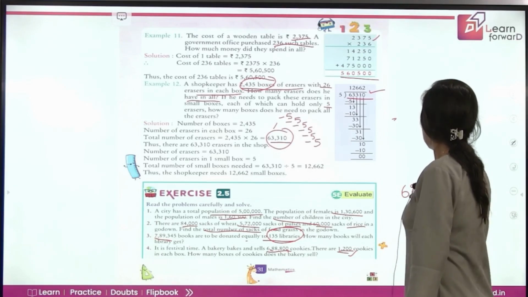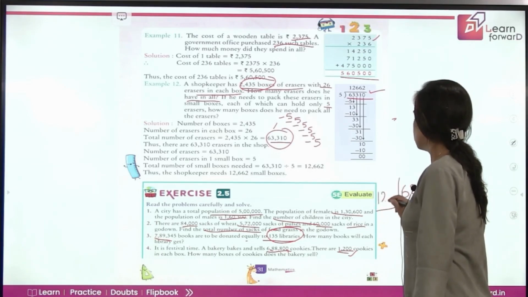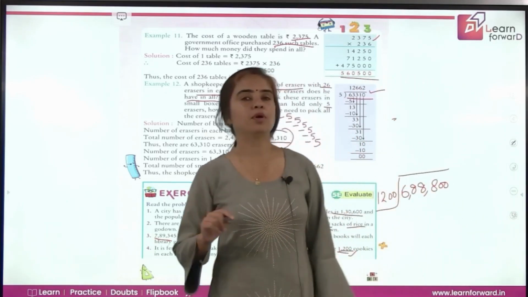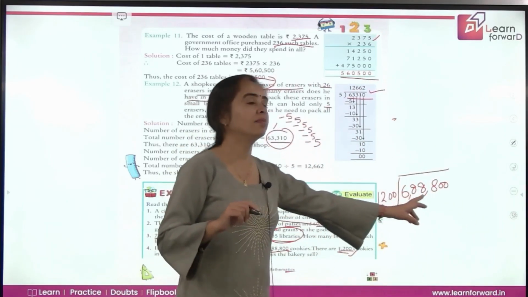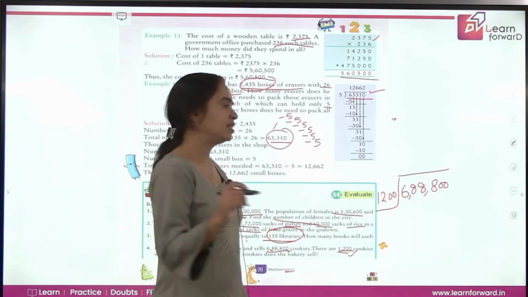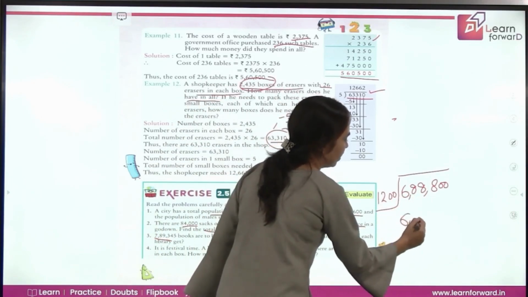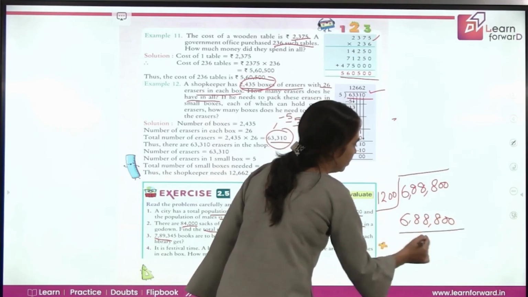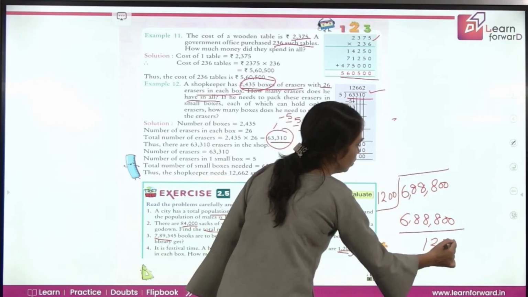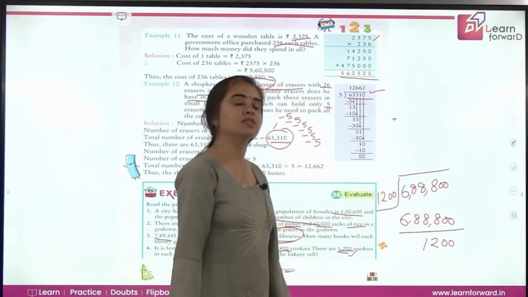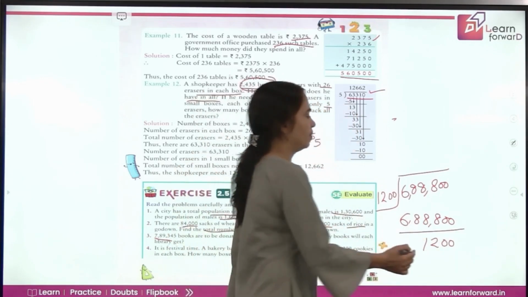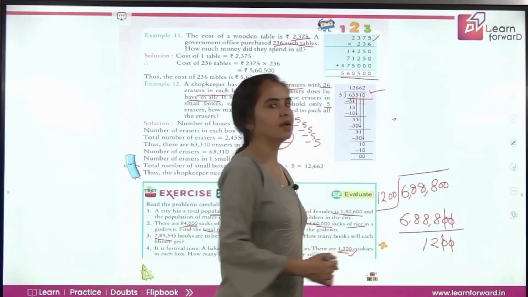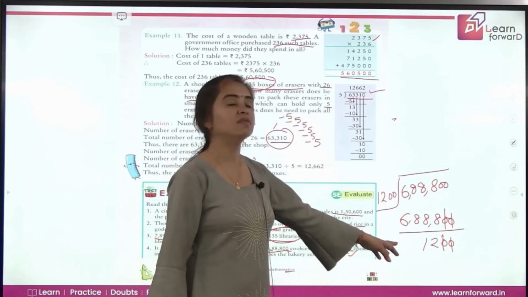6,88,800 divided by 1,200. Now we have already learned the properties of division by number of zeros. So an easier way is, first you will be dividing 6,88,800 divided by 1,200. From both these numbers, we can strike off the common number of zeros. 0 and 0 cancelled out, 0 and 0 cancelled out. Now I am sure it will make your division easier.